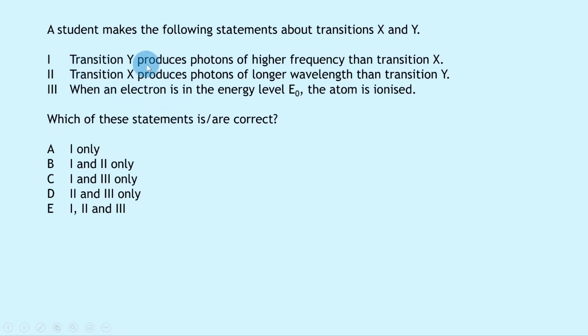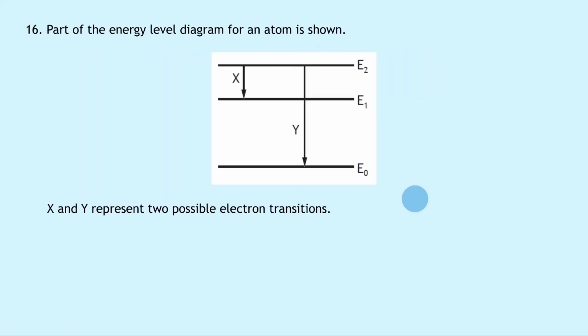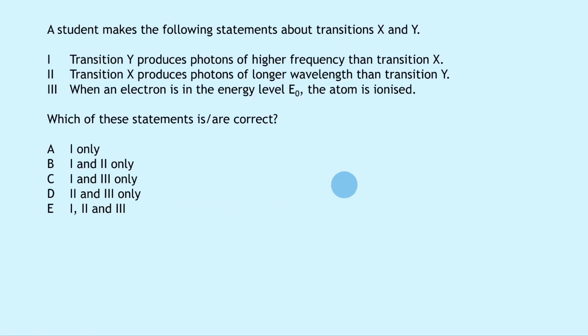So statement 1, transition Y produces photons of higher frequency than transition X. Well, looking back at the diagram, remember change in energy delta E is proportional to the frequency f. So the bigger the change in energy, the bigger the frequency. So this means that transition Y, which does have the bigger energy difference, will produce photons of a higher frequency. So statement 1 is true.